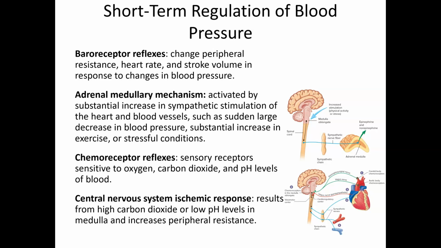And we are going to increase sympathetic stimulation of blood vessels, which means we are going to have vasoconstriction take place. And lastly, we have our central nervous system ischemic response. This is going to take place when we have really low oxygen levels, increased carbon dioxide, or a decrease in pH in our medulla. At this point, our medulla is not getting enough blood flow, so it responds to help increase the blood pressure. And this will only take place in emergency circumstances where we see that the blood pressure is going to fall below the level of 50 millimeters mercury.